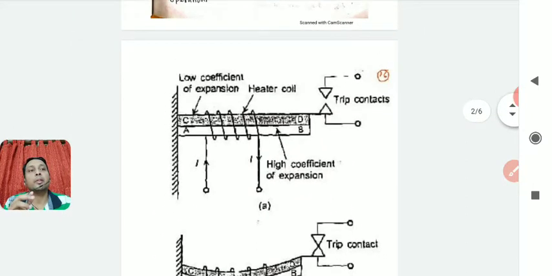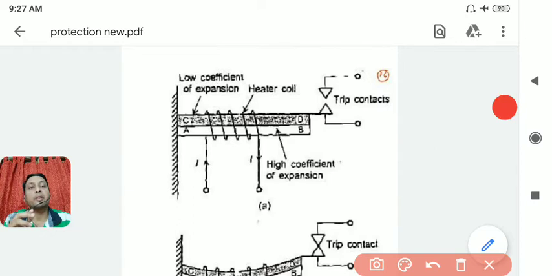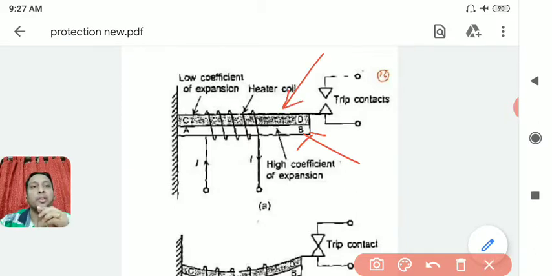Here you can see, this is your normal operation. This is when it is tripping. There is an AB metallic strip and a CD metallic strip. AB is of higher coefficient, CD is of lower coefficient, and your current is passed through this coil. So once this current rises above a certain limit, the coil will generate heat, and then it will bend.